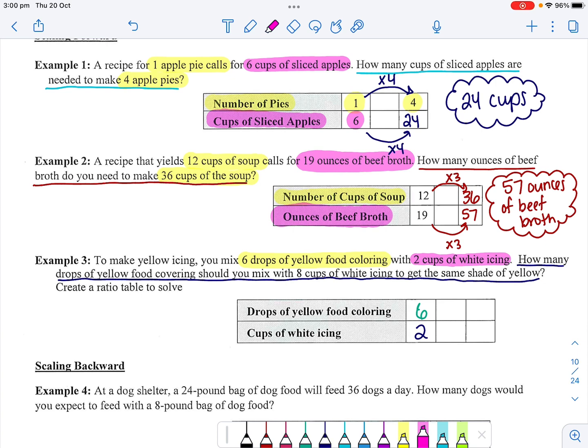And I'm going to highlight my cups of white icing in pink. And my drops of yellow food coloring in yellow. So 8 cups of white icing is going to be in pink. That means that this bottom one is the one that gets the number this time. So the first two, they gave me the first number, and they wanted me to find the second number. In this one, they gave me the second number, and I'm going to find the first one. So 2 times 4 is 8. 6 times 4 is 24. So I'm going to say 24 drops of yellow.